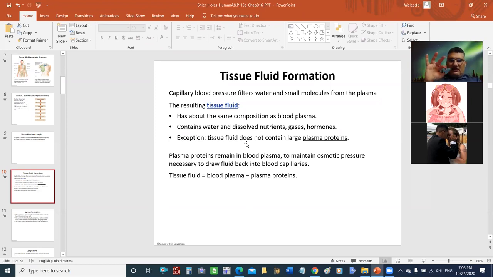So if we're talking about the blood plasma, which part of the blood plasma filters out of the capillaries and goes to the interstitial fluid, from which it will go to the lymphatics? It's the plasma minus plasma proteins. Plasma proteins don't leave? No, they're big chunks. They don't leave.